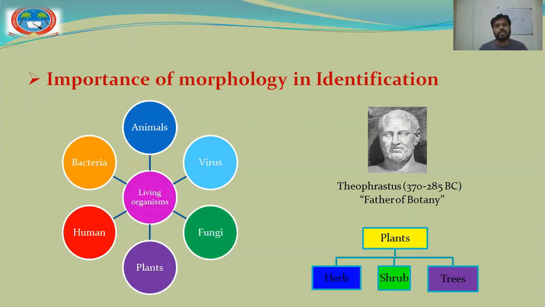This is its identity. For example, living organisms are grouped under certain categories, for example animals, viruses, fungi, plants, humans, bacteria, and so on. So each group has its own identity, its own identical morphological characters, and that is its identity. If you consider plants and humans, the plants have root, stem, leaf, flower, etc.